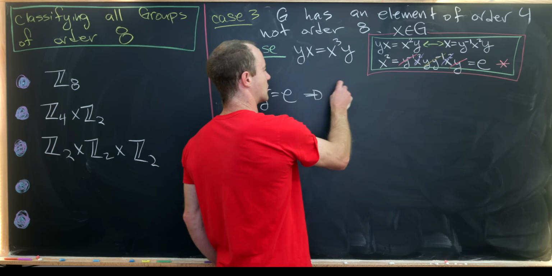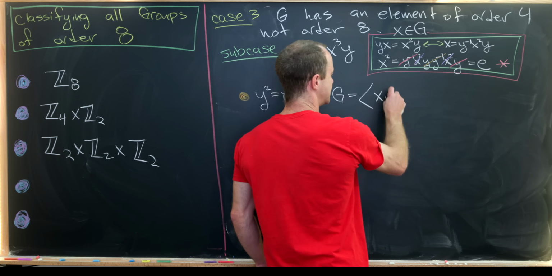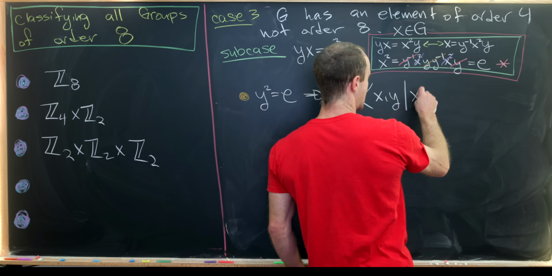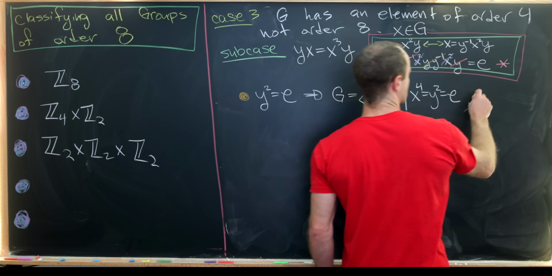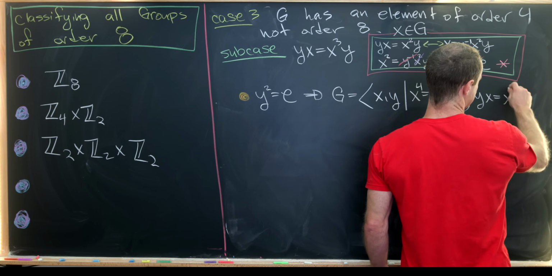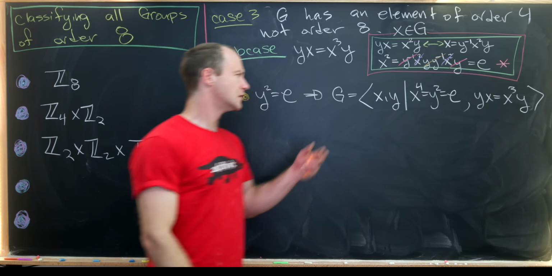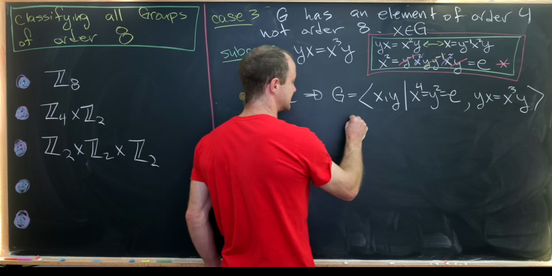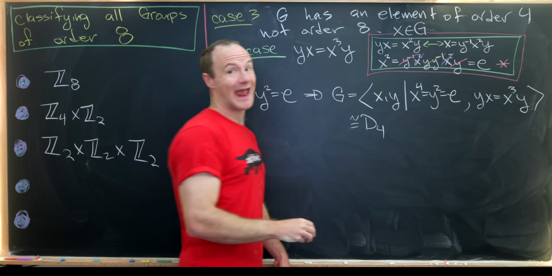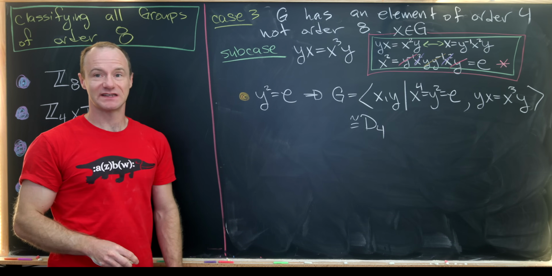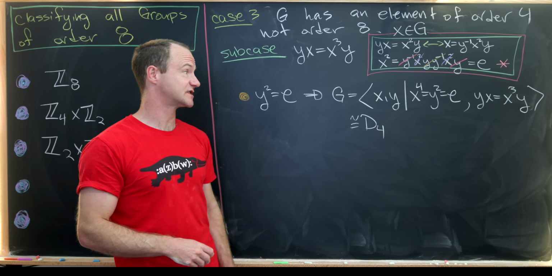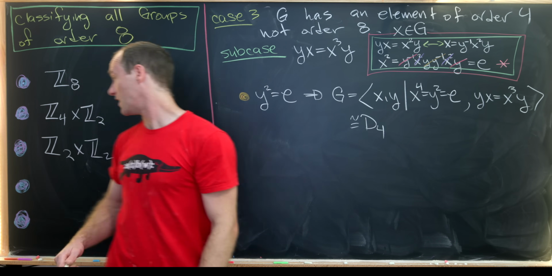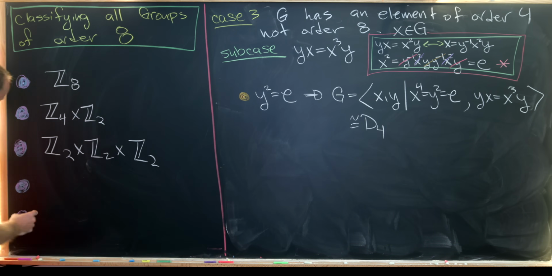But notice that means our group can be written as being generated by x and y, where x to the fourth and y squared are both the identity. And then also yx equals x cubed y. But those are exactly the defining properties of the dihedral group of 8 elements, D4. So in other words, the symmetries of the square or the regular four-gon. And there's not really much else to check there because those are the defining properties of this group. So let's put that down here as our fourth isomorphism class.